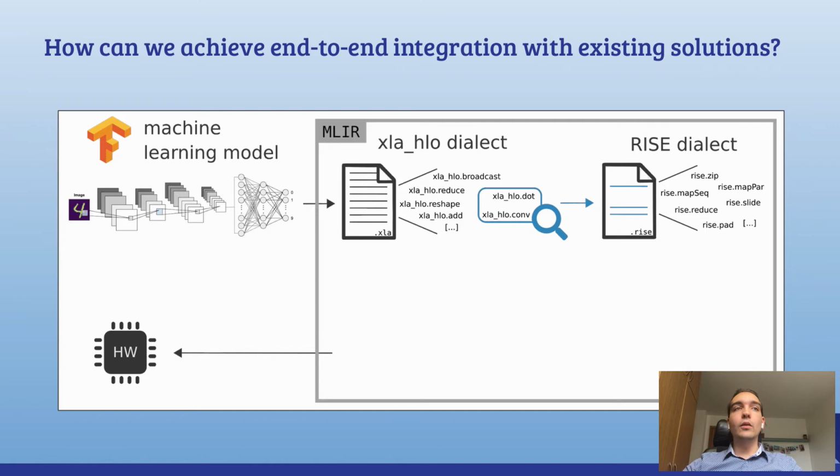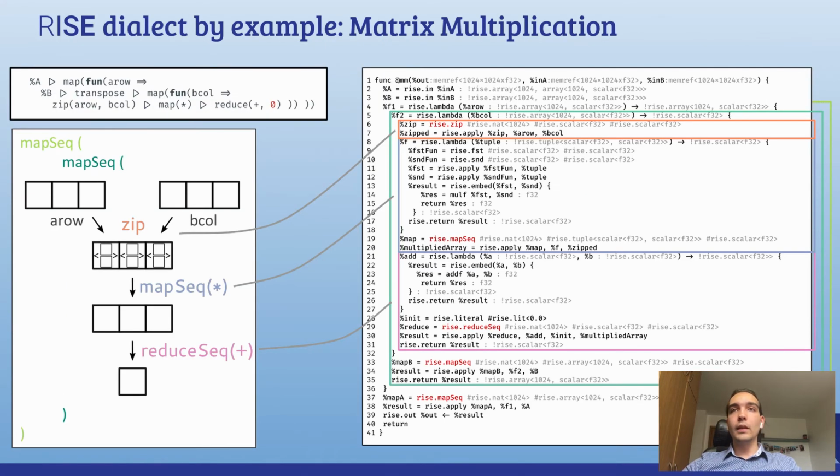So in our end-to-end story, we now have a way to lower machine learning models to RISE. So next, let's look at how this RISE MLIR dialect actually looks like. Here on the left-hand side, we see the same example for the matrix multiplication we have seen in the beginning, and on the right-hand side, we see its representation in the MLIR RISE dialect.